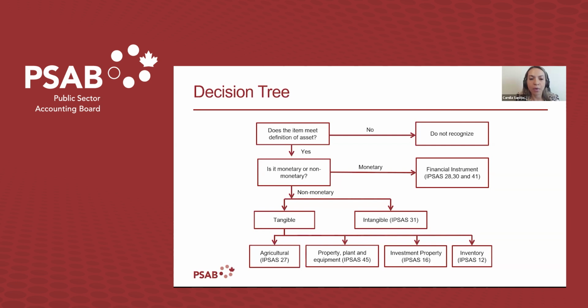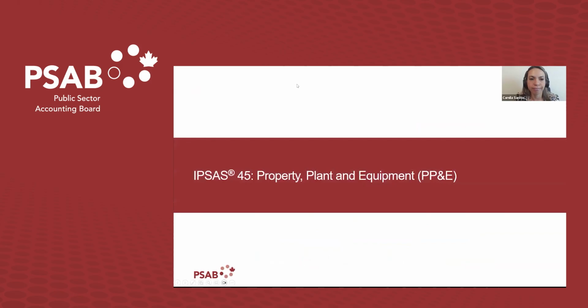We will dive deeper into both tangible and intangible assets in this workshop. As was mentioned at the beginning of the workshop, the financial instrument standards are not covered, as that could be a workshop of its own, and this workshop is intended to be an introduction. Now, let's start looking at IPSAS, and we start with IPSAS 45, Property, Plant, and Equipment. We're going to refer to property, plant, and equipment as PP&E throughout this session.